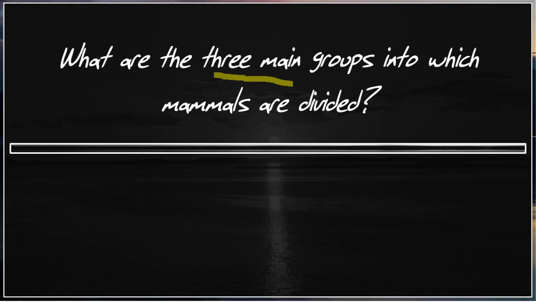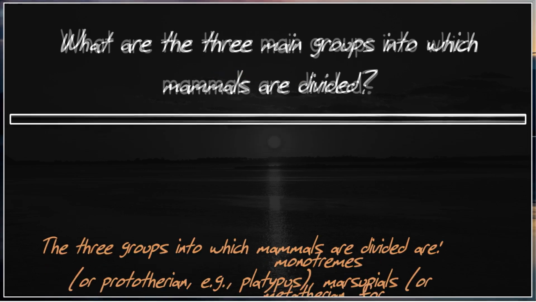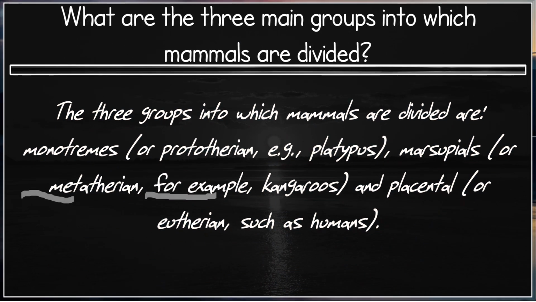What are the 3 main groups into which mammals are divided? The 3 groups into which mammals are divided are monotremes or prototherians, for example the platypus; marsupials or metatherians, examples: we have the kangaroo; and placentals, the eutherians, such as humans.